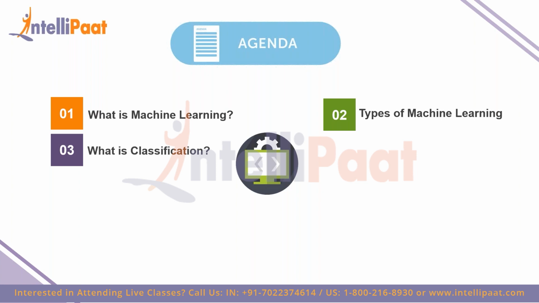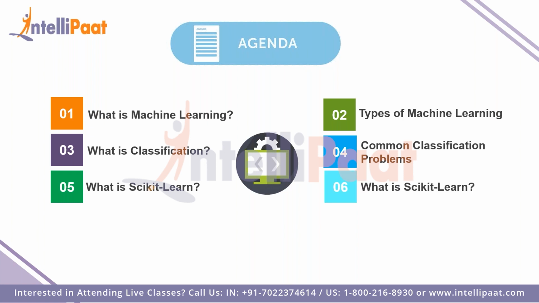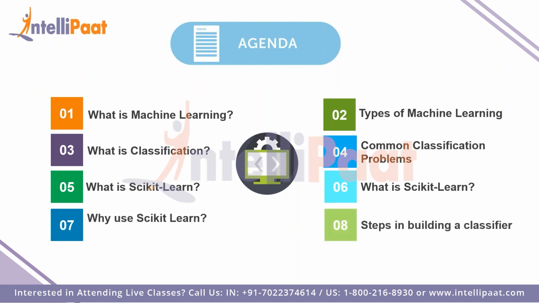Since we're going to be building a classification model, it's important to wrap our head around what classification actually is or what it actually means. So we'll take a look at some of the most common classification problems so that you can understand what classification problems are and how machine learning helps us solve them. Then we'll take a look at what is Scikit-learn, which is the library that we'll be focusing on this session. We'll take a look at why you should use Scikit-learn. And with that, we'll take a look at steps in building a Scikit-learn machine learning classifier.